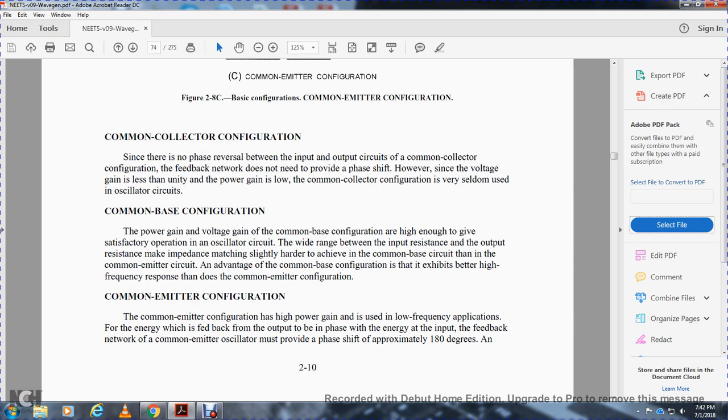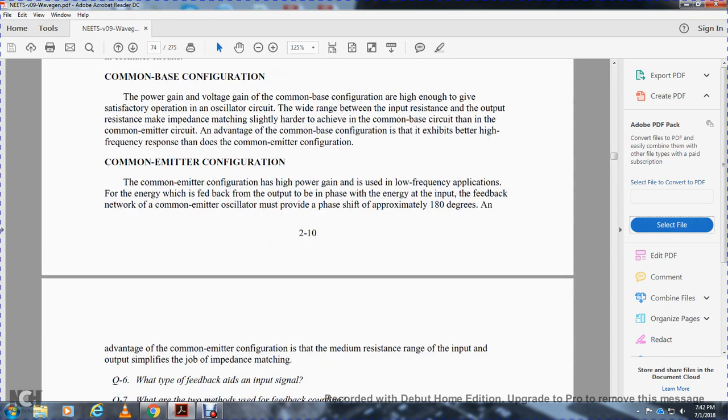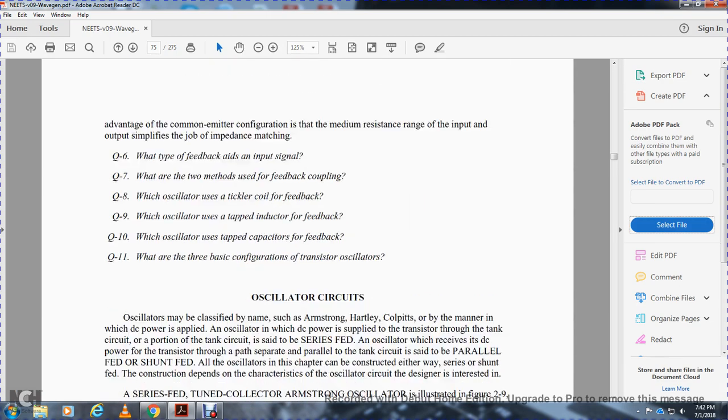Common emitter configuration. The common emitter configuration has high power gain and is used with low frequency applications. The energy is fed back from the output to the input through the feedback network. A common emitter oscillator must provide a phase shift of approximately 180 degrees. An advantage of the common emitter configuration is that the medium resistance range of the input and the output simplifies the job of impedance matching.